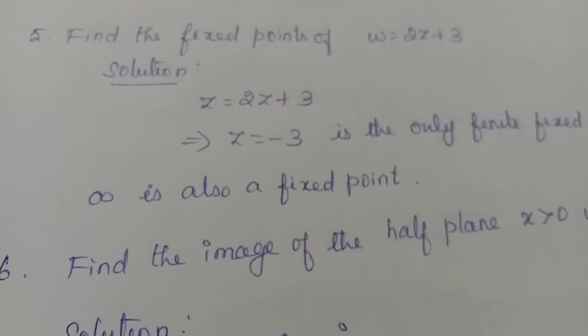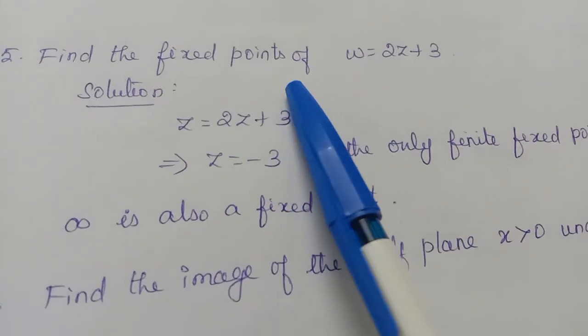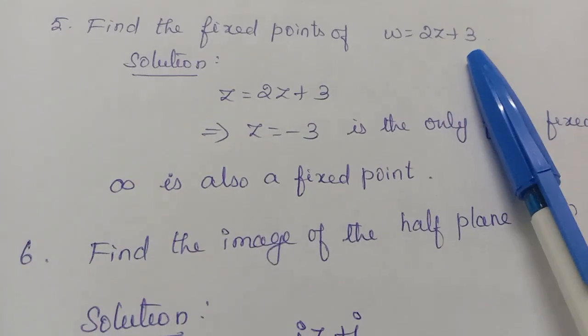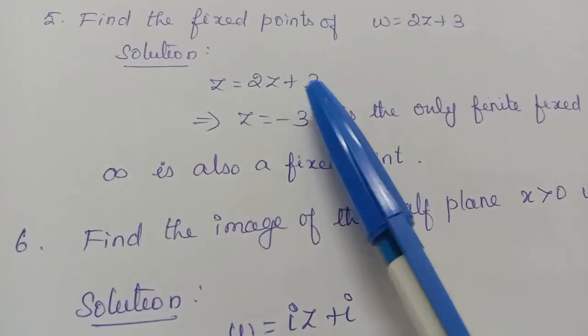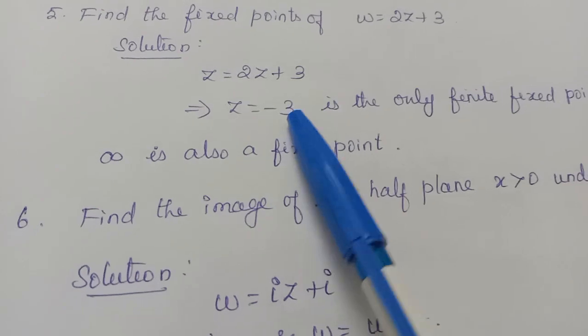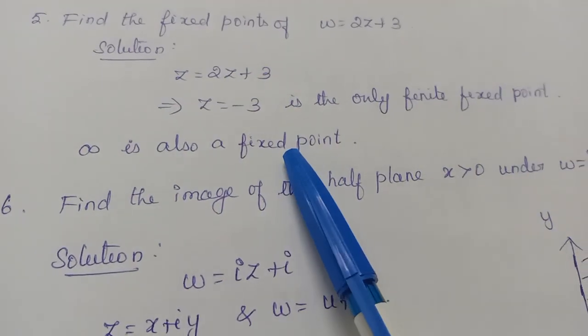Okay, then one more problem. Find the fixed points of w equal to 2z plus 3. See, put w equal to z, then z equal to 2z plus 3, then we have z equal to minus 3. This is the only finite fixed point.